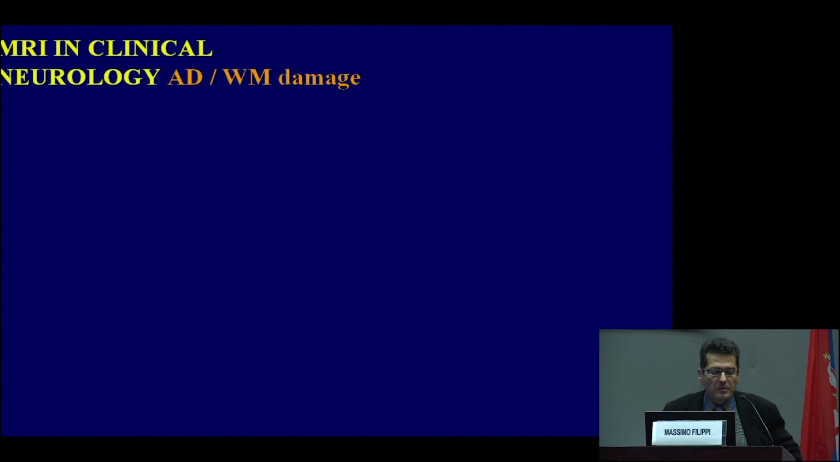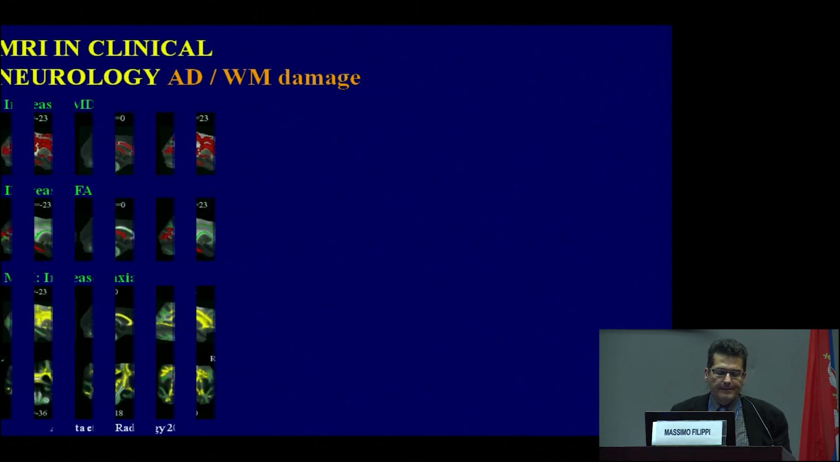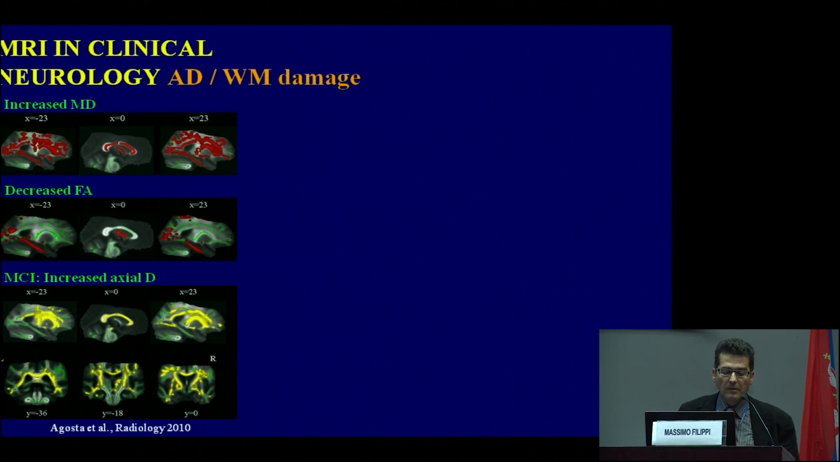Also in Alzheimer's disease, we were able to show white matter damage, and this is using diffusivity. What you see in color is what has been found to be damaged in the white matter of patients with Alzheimer's disease, as well as in MCI.